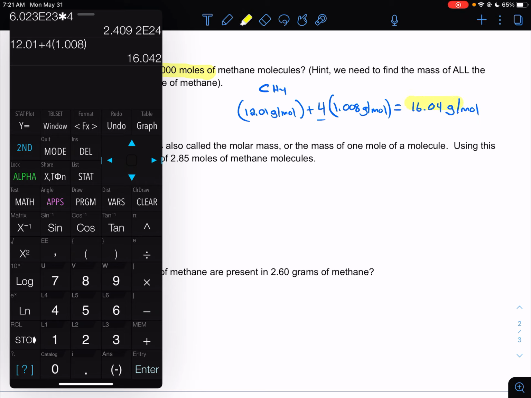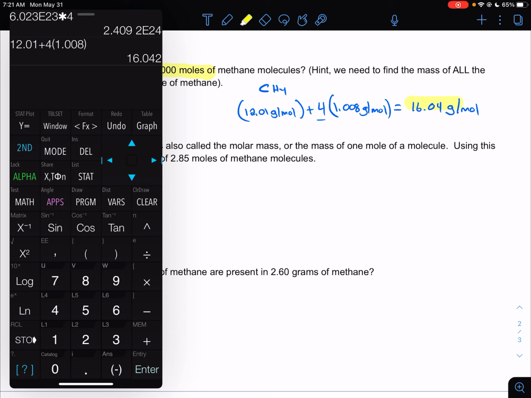And that is the molar mass of methane. So if we had 1 mole of methane, it would weigh 16.04 grams. All right, we can see this is the molar mass. And the next question we're asked, calculate the mass of 2.85 moles of methane molecules.